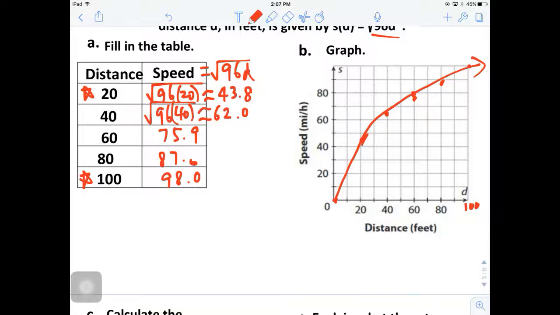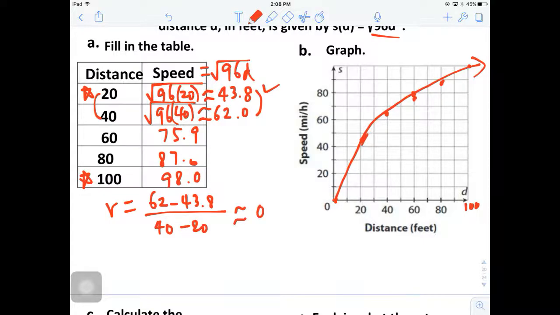Okay, so doing the first set, it's going to be 20 comma 43.8. That's the first one right here. So we're going to actually do the math right here. Remember the slope, R stands for the rate of change, which is change in Y over change in X. So that's 62 minus 43.8 over change in X, which is 40 minus 20. Doing the math, and you can divide it, you get approximately 0.91.